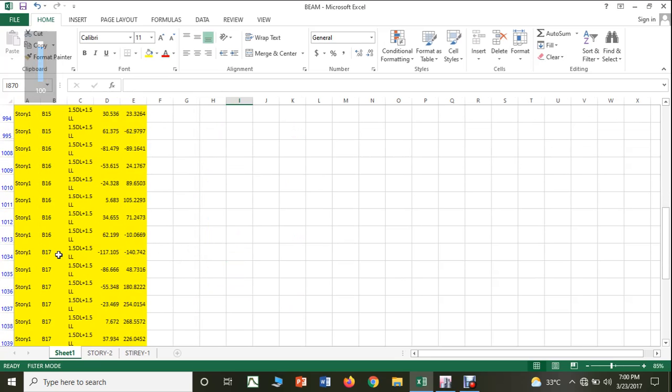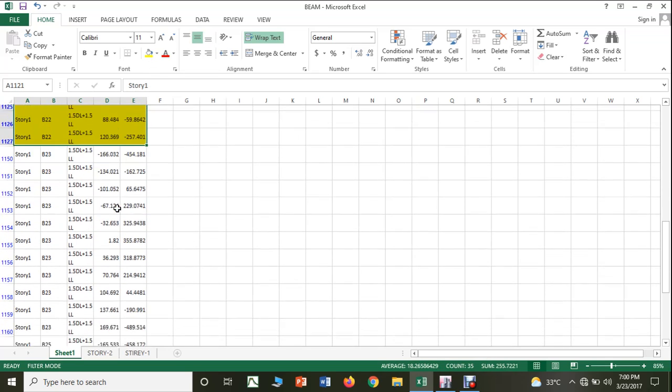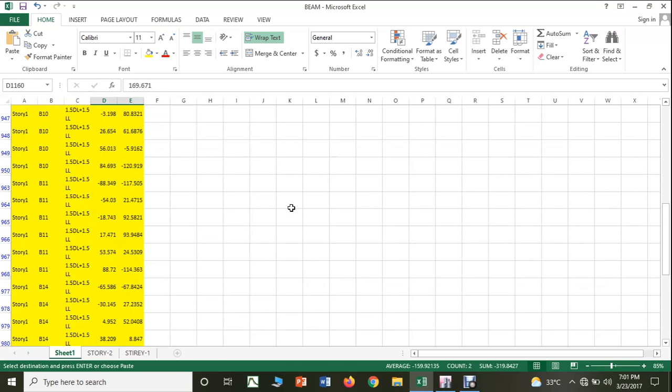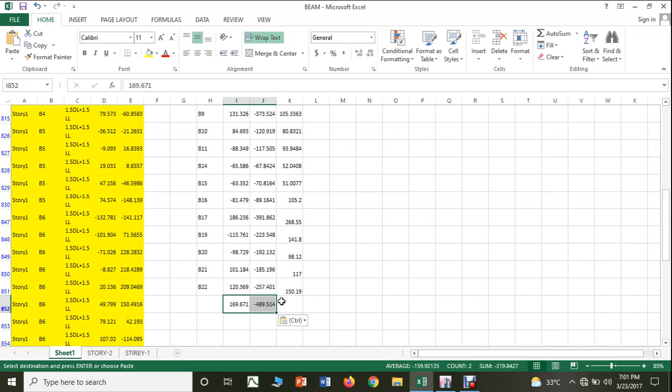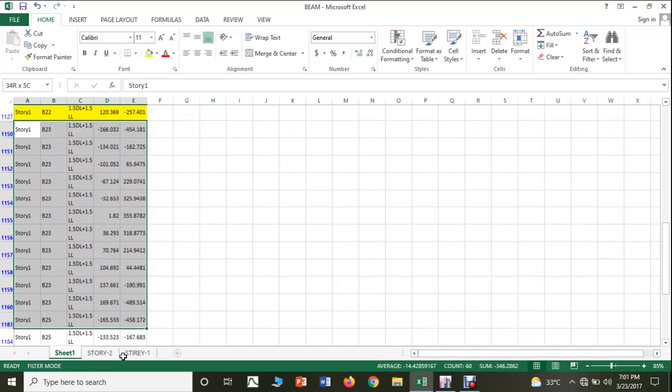After beam 22, the next one is beam 23. So this many values are there for beam 23, 489 and 454, so this will be the highest value, and here it will be 355.87. That is beam 23. I think this is the middle beam with the highest value.